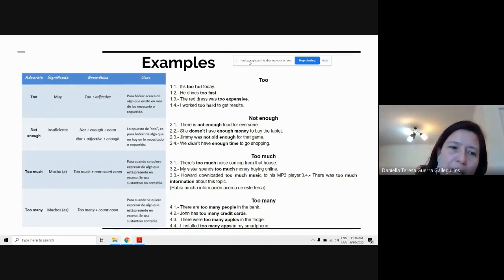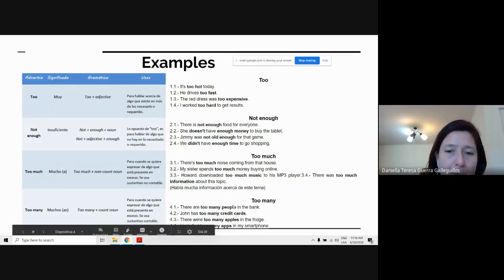Too much and too many are both used to express an excessive amount of something. Too much is for uncountables, too many for countables, things that you can count. In the example: people, credit cards, apples, apps, all things that you can count.